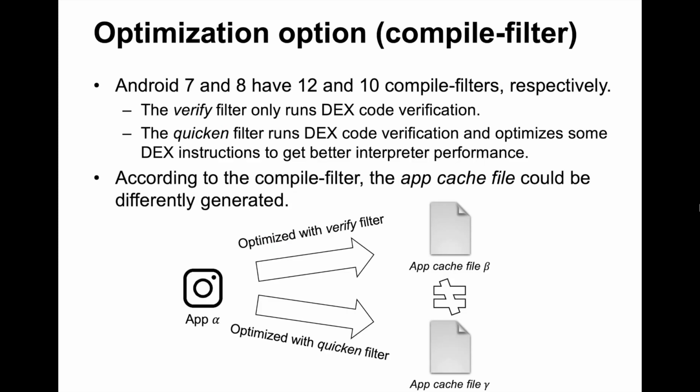And according to the optimization option, the optimization method of the app cache file is different. Android versions 7 and 8 have 12 and 10 compile filters respectively. For example, with the verify filter, Android only runs text code verification. With the quicken filter, Android runs text code verification and optimizes some text instructions to get better interpreter performance. The app cache files generated from different filters could have different hash values.